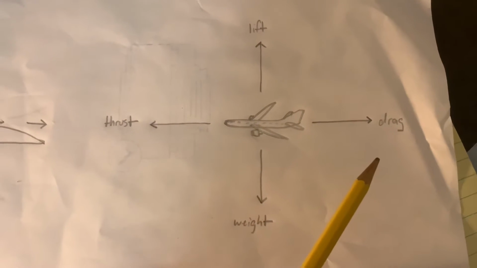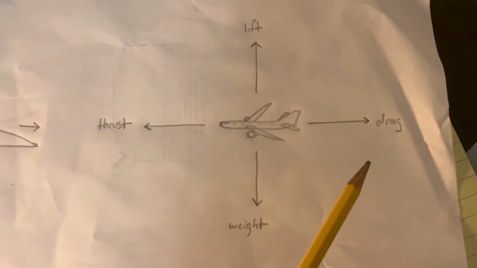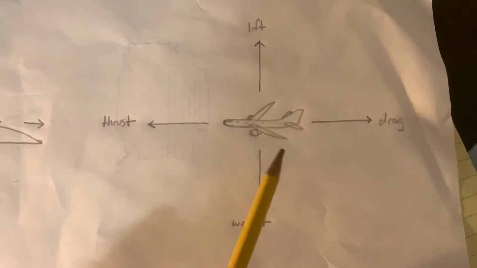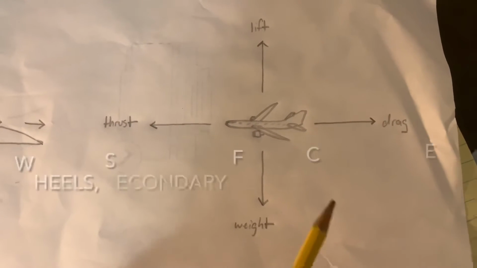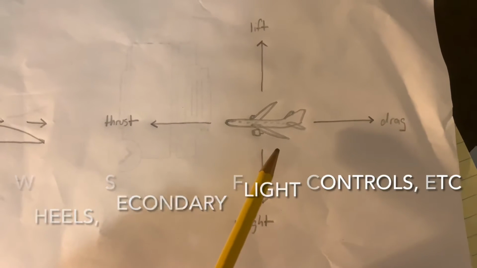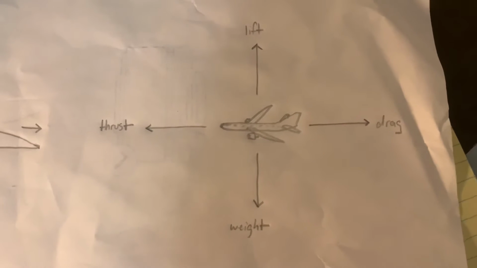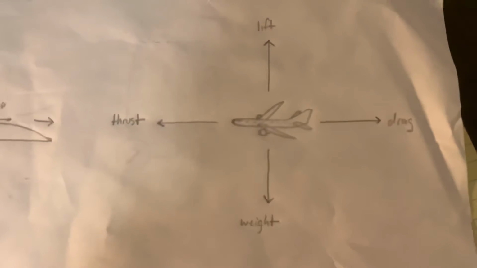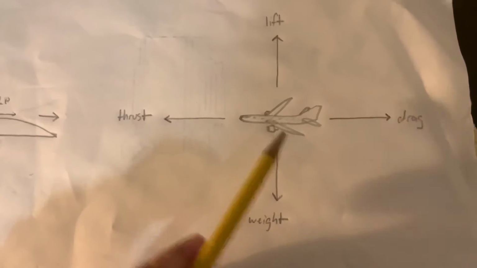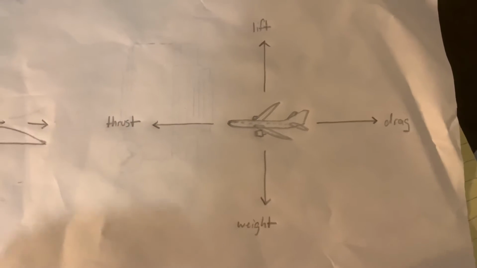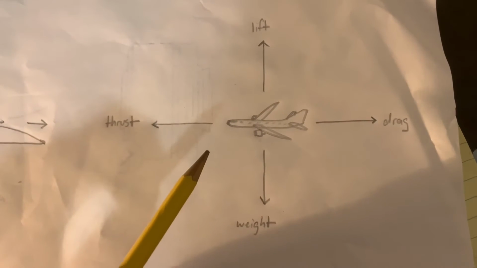There's a couple different kinds of drag. The two to really know are induced drag, which is the result of lift, and parasite drag, which is due to the shapes and whatnot of the aircraft. Ideally, when you're flying, these are all perfectly in balance. That's what makes something fly. If any of these are not in balance, you're not flying.